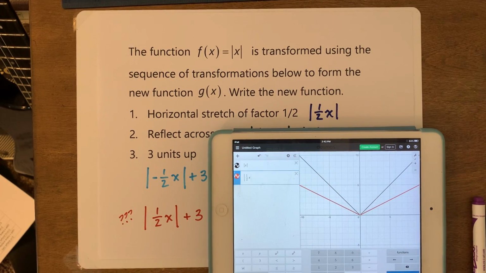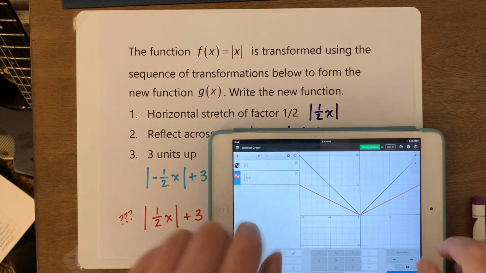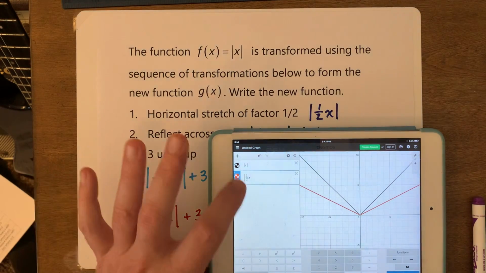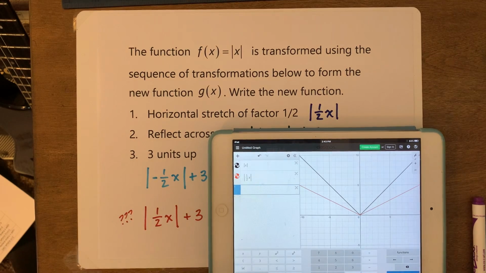Okay, so for a horizontal stretch, it says the points are being pulled horizontally away from the y-axis. And is that true? That is true. It got pulled down like this, and they're being pulled away from the y-axis. All right? Now we're going to reflect that across the y-axis.